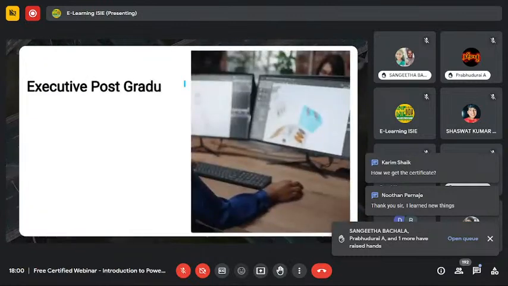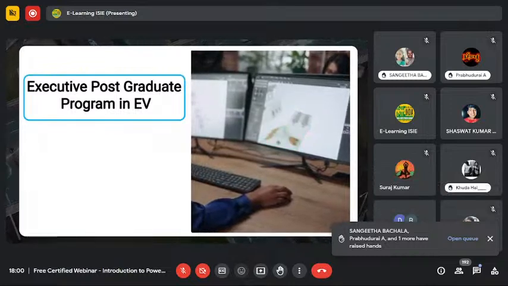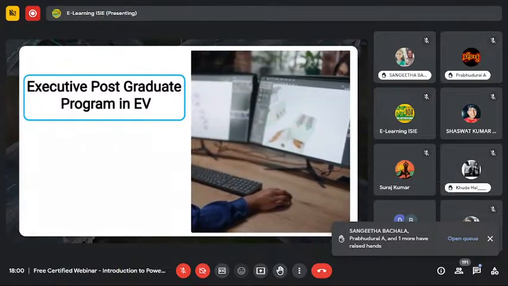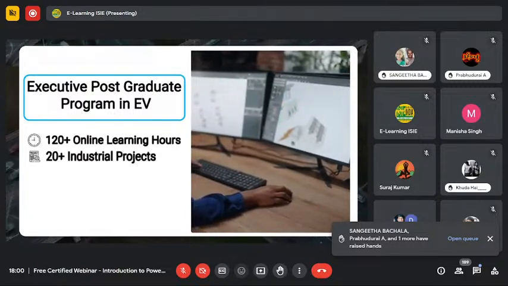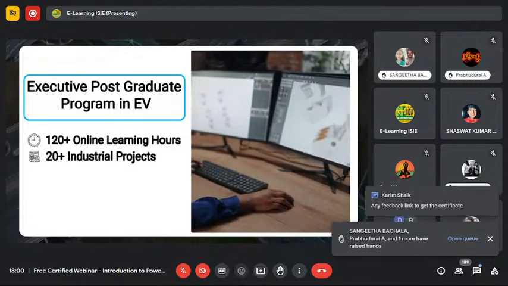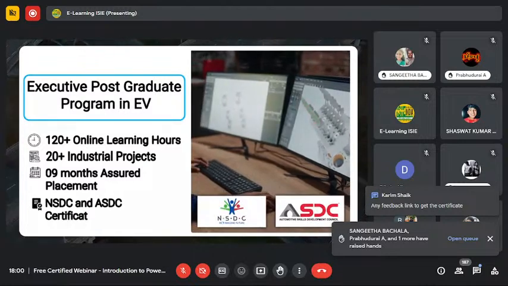Our executive postgraduate program in EV is specially designed for the working professional who want to upskill themselves or looking for a career change in the EV industry. With 120 plus online learning hours, 20 plus hours of industrial projects. It is a 9-month assured placement course with globally valid certification from NSDC and ASDC Government of India.